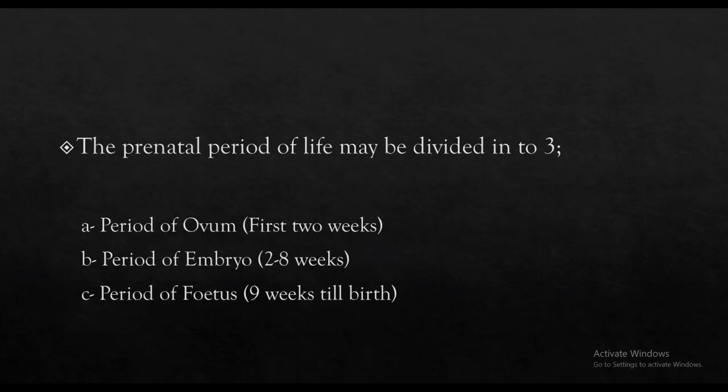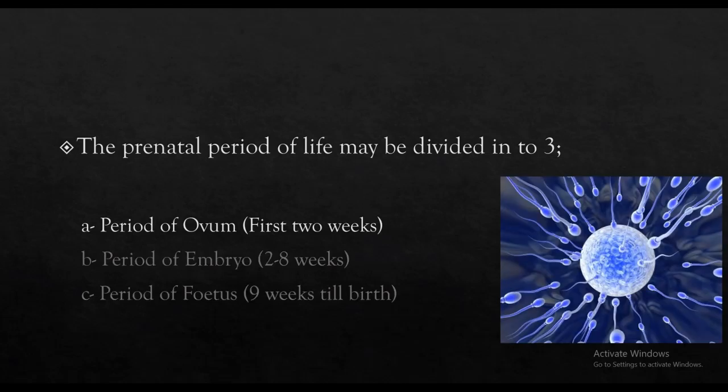The prenatal period of life may be divided into three: the period of ovum, the period of embryo, and the period of fetus. During the ovum period, the ovule inserts in the inner surface of the uterus. After fecundation, the ovule takes the name zygote, and at the end of the second week, its length is only 1.5 mm.